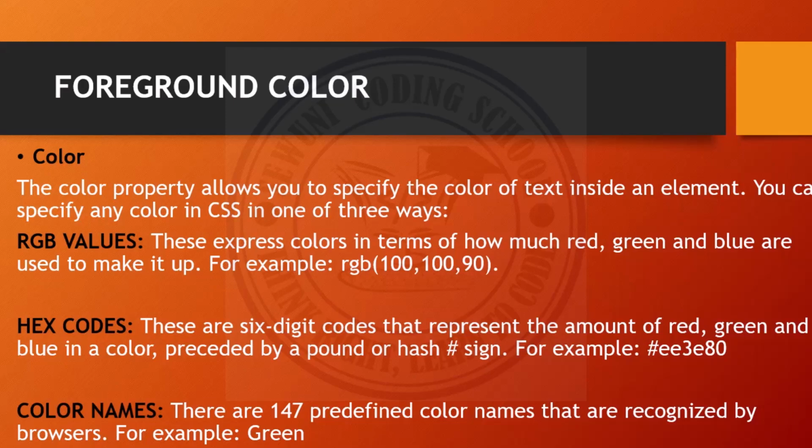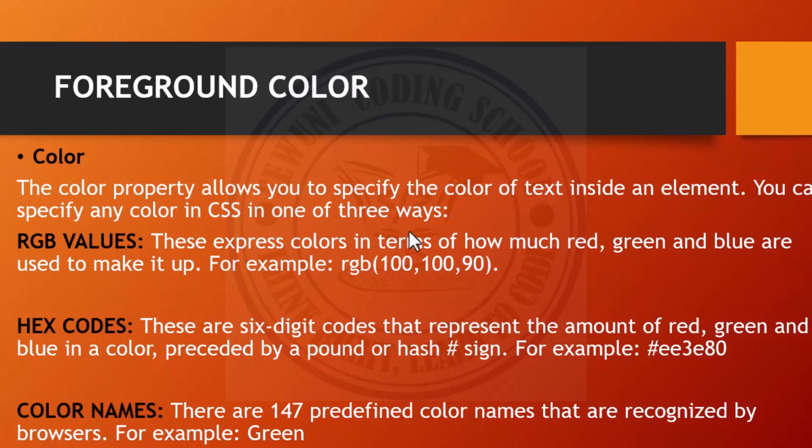We can also specify a color, which is the third way, by using the original color name. There are about 147 predefined color names that are recognized by browsers. For example, green, red, cyan, dark cyan, blue, black. You see, there are colors that are specified. 147 different colors. You can do research and see the various color names.